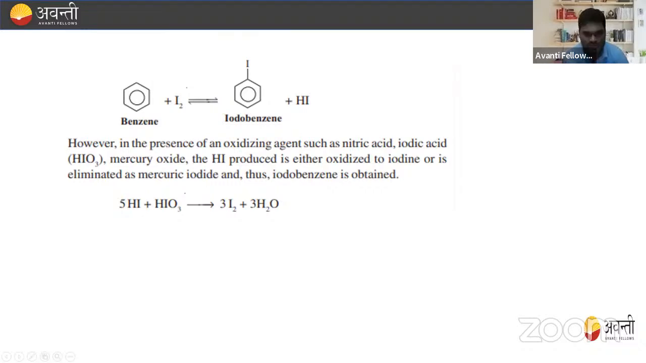However, in the presence of an oxidizing agent such as nitric acid, iodic acid, right, and mercuric oxide. So this is known as iodic acid, HIO3, and the mercuric oxide. The HI produced is either oxidized to iodine or is assimilated as mercury iodide, and thus the iodobenzene is obtained. So this is the reaction when 5 HI is treated with HIO3, 3 I2 and 3 H2O will be formed. So this is about the iodination.